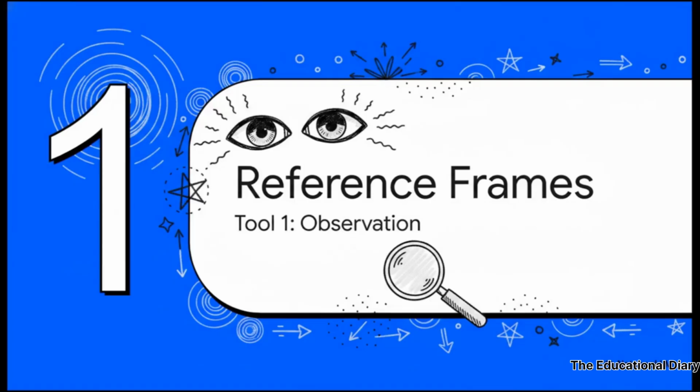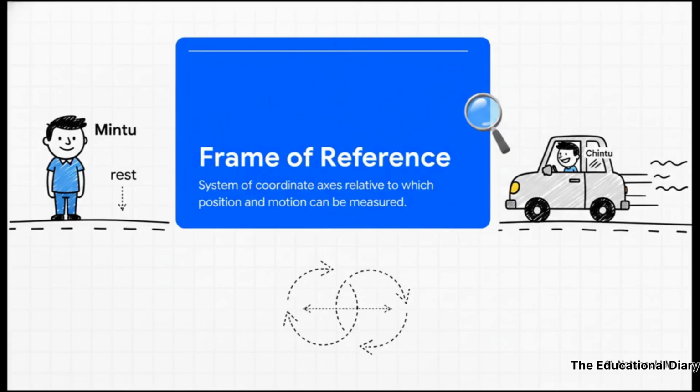To really grasp this, we need tool number one in our upgraded toolkit: observation, motion, and reference frames. This brings us straight to the idea of a frame of reference. Picture this: you've got two friends, Chintu and Mintu. Mintu is standing perfectly still on the side of the road, just chilling. Chintu, meanwhile, is inside a car driving past him. Now, if you're standing on the road right next to Mintu, you totally agree he's at rest. But if you change your frame of reference, say you're sitting inside Chintu's moving car, looking back out the window, Mintu actually appears to be moving backward. This is the absolute core of relative motion. The exact same person is at rest in one frame and moving in another. It's all about where you're measuring from.